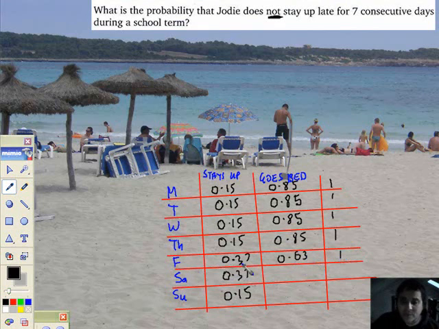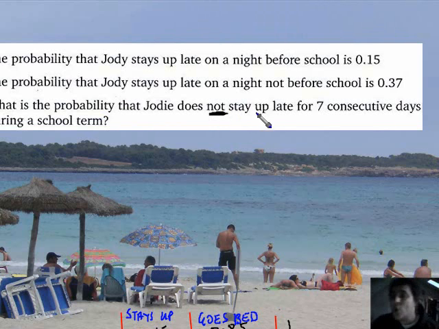0.63, alright, so probability that Jodie does not stay up late but rather goes to bed on Friday is 0.63. Saturday, 0.63 again, that's up to 1. And Sunday, well, we've got school the next day, so it's early to bed, so very high chance of her not staying up late but going to bed. Is that alright? So, back to the question. This is quite a high level. What is the probability that Jodie does not stay up late for 7 consecutive days?